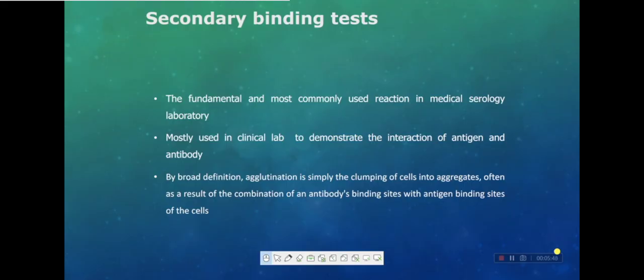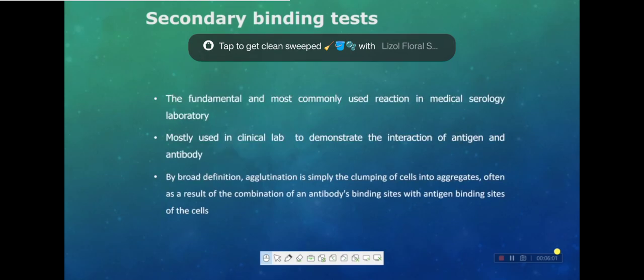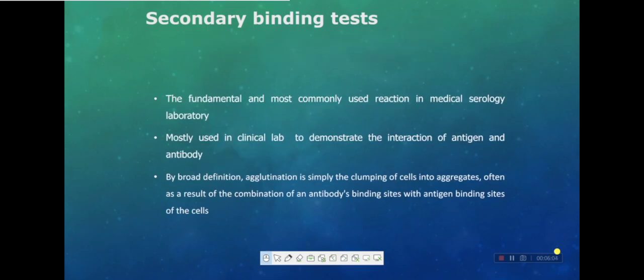A good example of a secondary binding test, in this classification an agglutination test, is the blood grouping test. In the blood grouping test, we don't know the particular antigen. So what we will do is add the known monoclonal antibodies to the person's blood, and then the antigen and antibody will react and give us clumping. The clumping is observed under the microscope and with the naked eye as well, and then the results of the blood group are given to the patient, right?